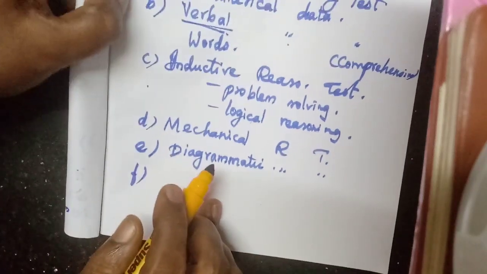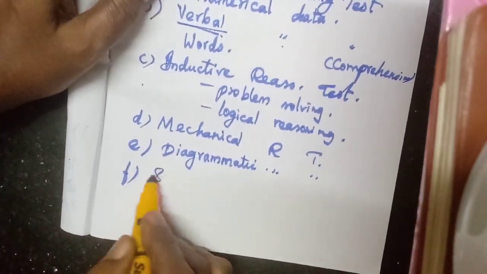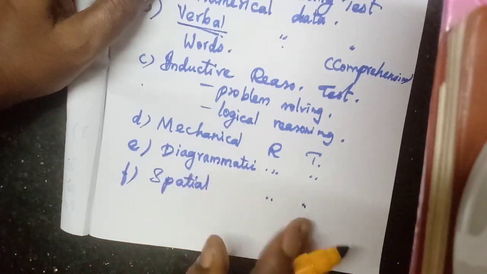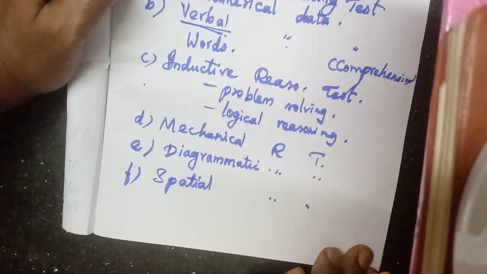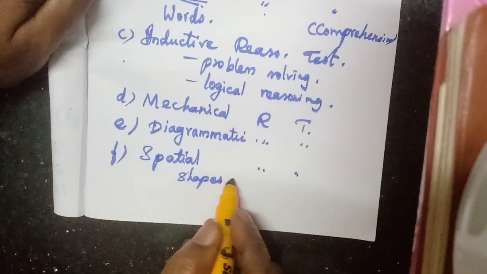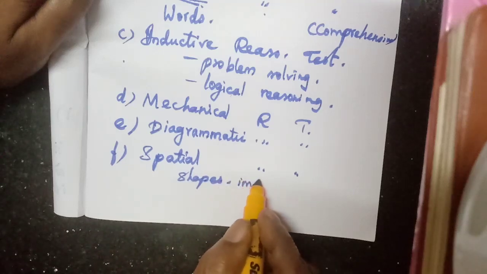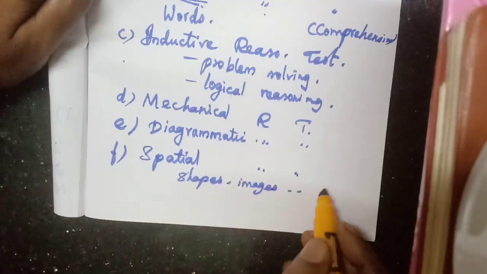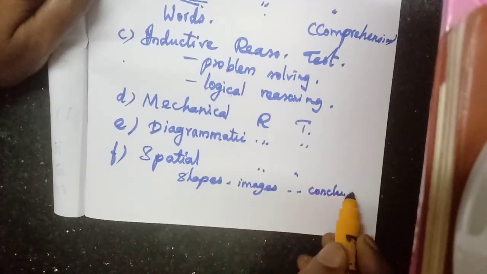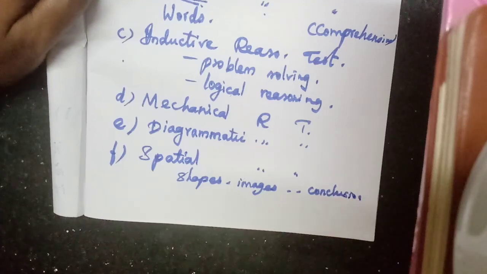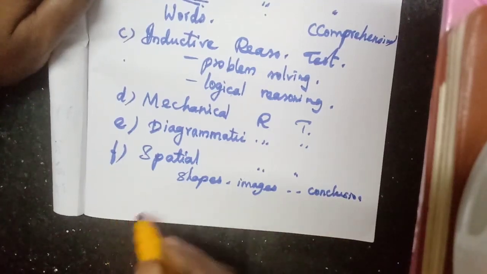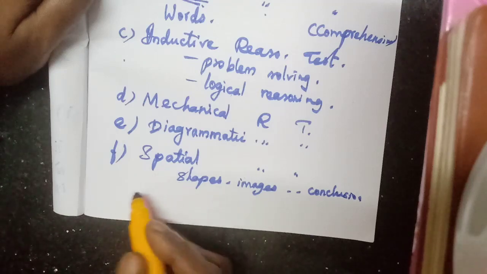Then spatial reasoning. Here they will be giving some shapes or some images. From there, how they conclude and how they take a decision will be measured. Some shapes will be given. That is called the spatial reasoning test.